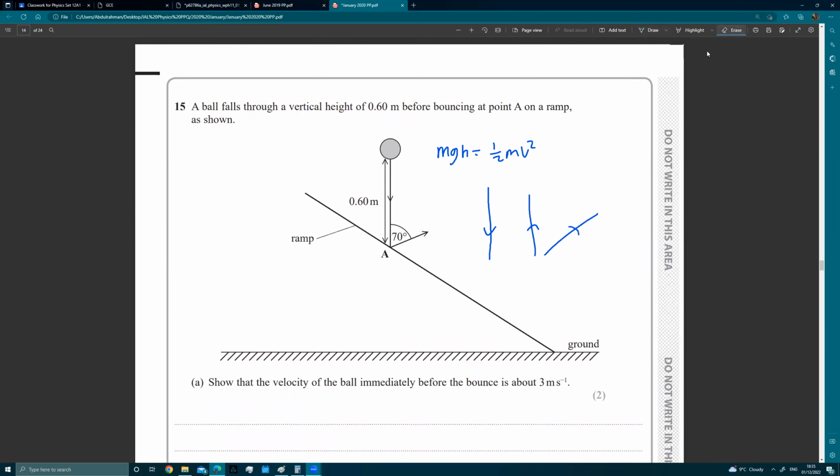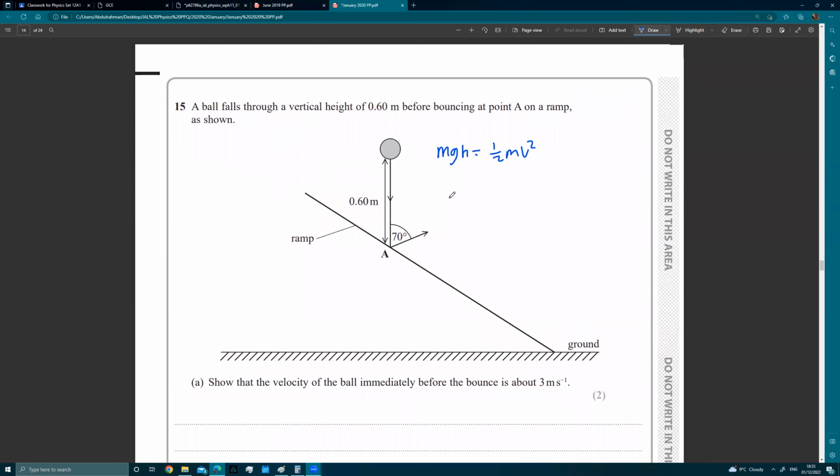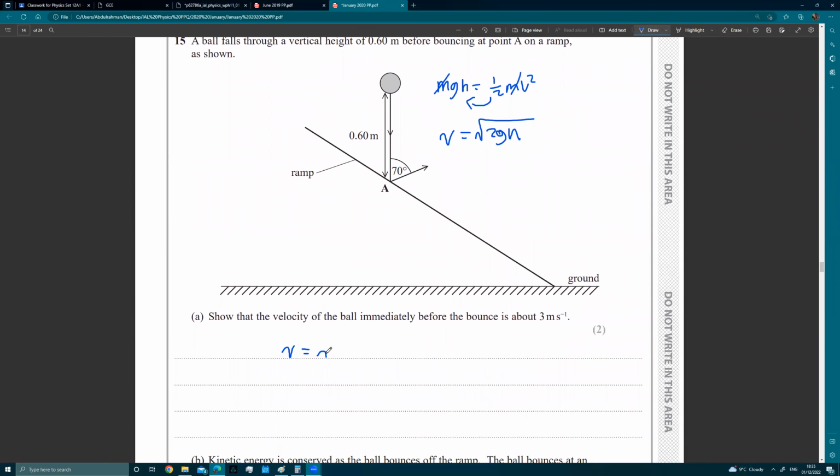If it goes at an angle, then we will have to do some SUVAT. So yeah, this is what you should have realized because it's the quick way to do it. So therefore, v is equal to the square root of 2gh because the masses cancel out. You take the 2 to the other side. So v is equal to the square root of 2 times 0.6 times 9.81.